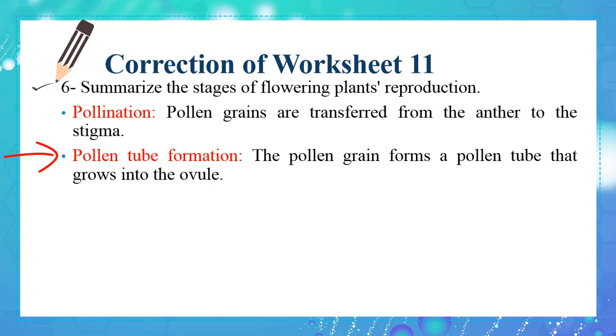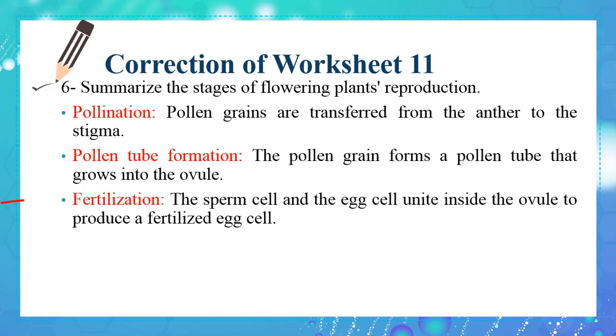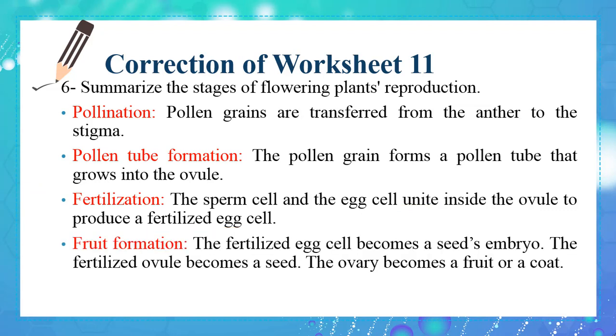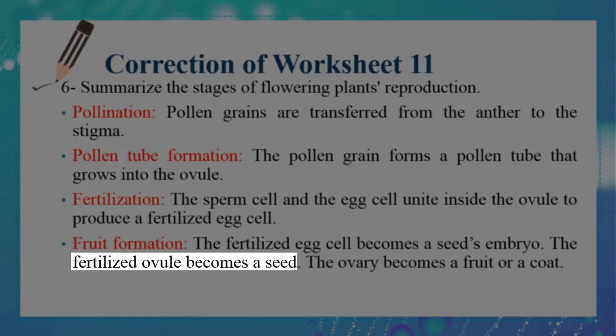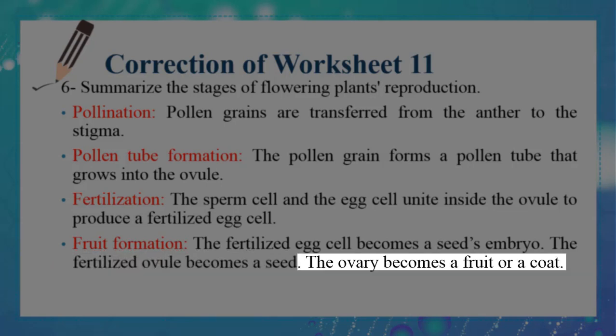Pollen tube formation. The pollen grain forms a pollen tube that grows into the ovule. Fertilization. The sperm cell and the egg cell unite together inside the ovule, forming a fertilized egg cell. Fruit formation. The fertilized egg cell becomes a seed's embryo, or simply embryo. The fertilized ovule becomes a seed. The ovary becomes a fruit or a coat.